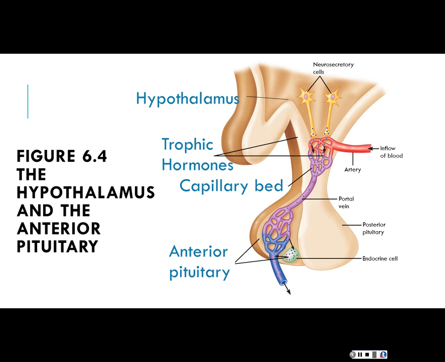Are there any nerve cells in the anterior pituitary? No. One is strictly neural, the other is strictly glandular and hormonal. But they're all joined together, called the pituitary. Good question. Additional questions?